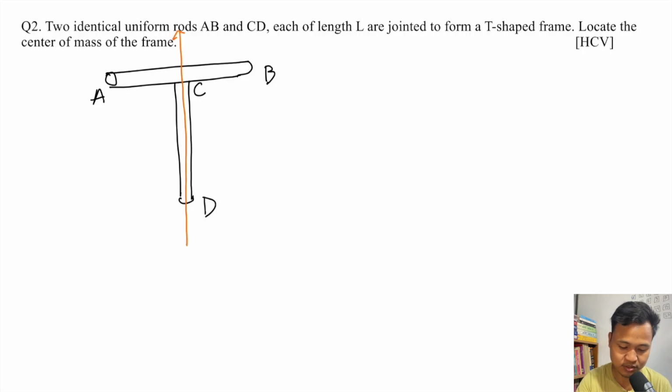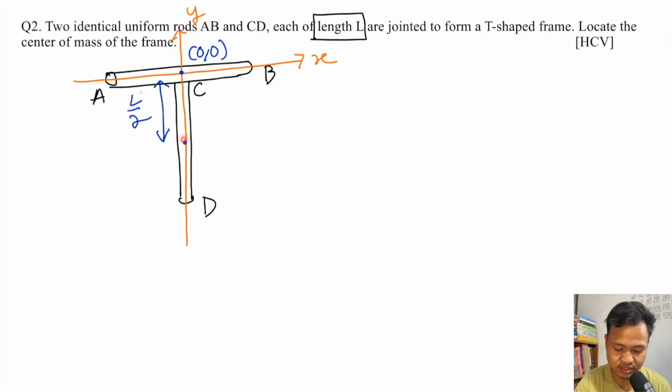Okay. So this is Y and this is X. The center of mass position of rod AB we take as the origin, 0, 0. The center of mass of CD will be at a distance of L by 2, so this will be L by 2. Both of them are rods of length L.